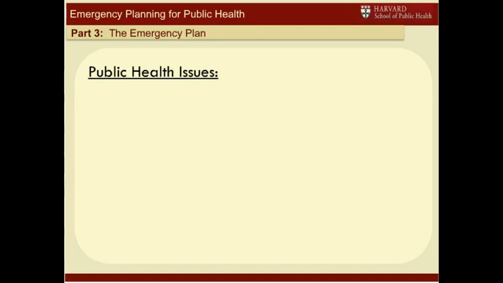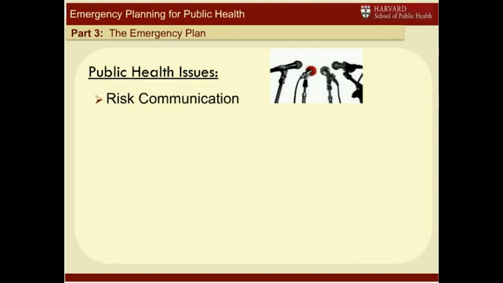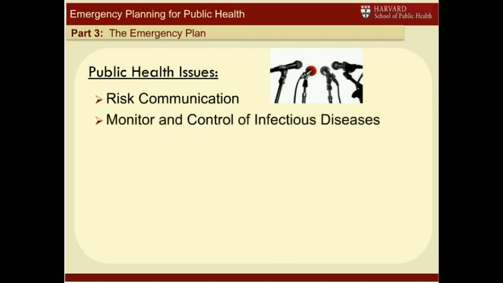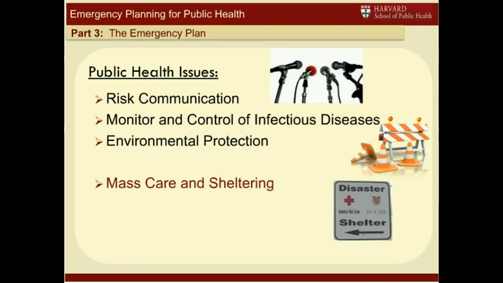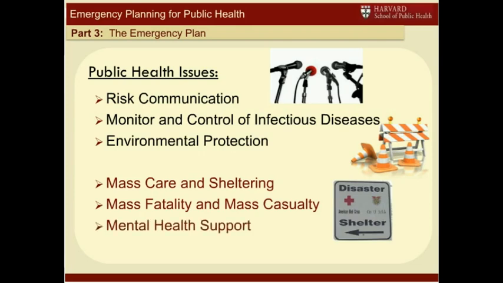Let's circle back to public health. What is public health's involvement in an emergency? They include some everyday public health activities such as risk communication and public information to inform and educate the public, monitor and control of infectious diseases, and environmental protection. Other specialized public health emergency functions include mass care and sheltering, mass fatality and mass casualty, and mental health support during a disaster, including emotional and psychological first aid.